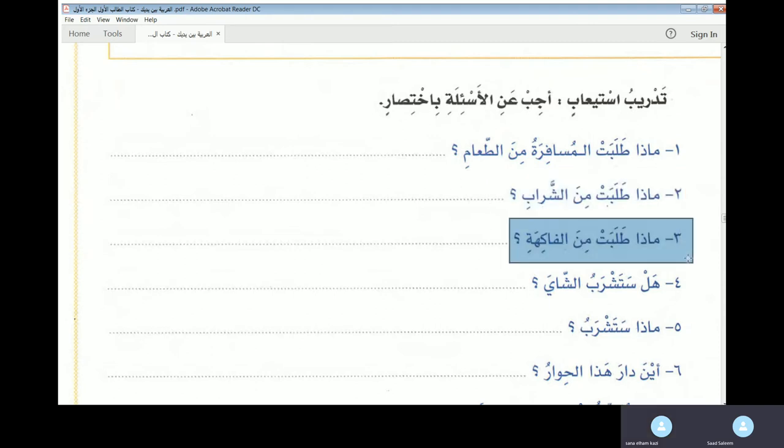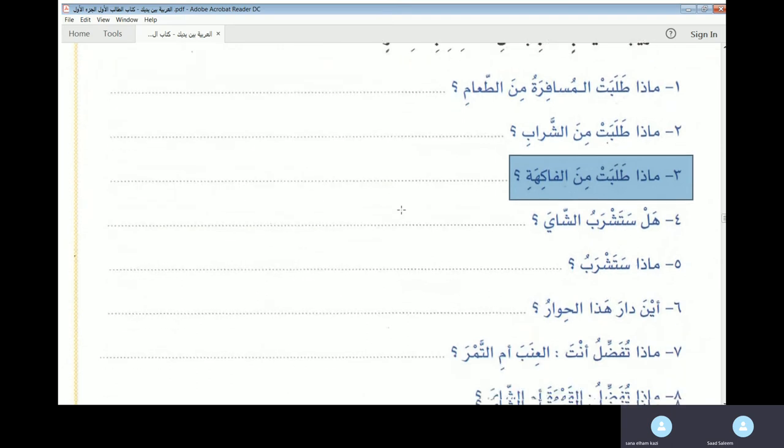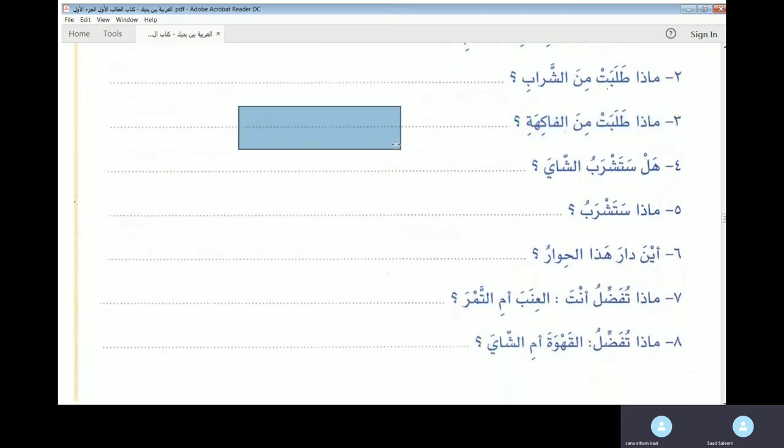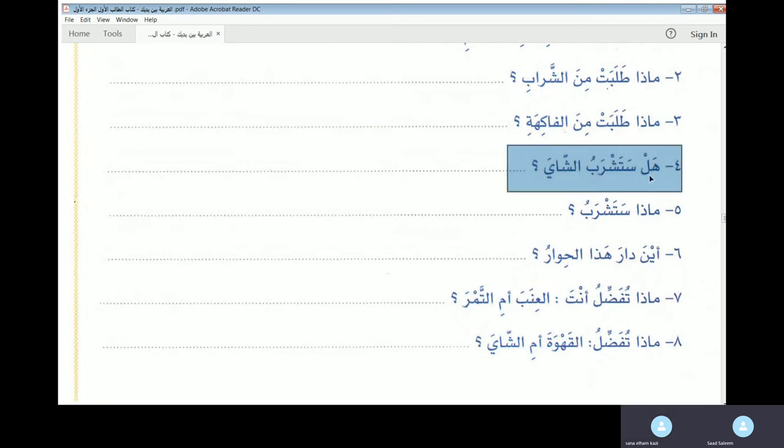Maza talabat minal fakiha. What did she order from fruits? Talabat inaban min al fakiha, she ordered grapes from the fruit. Okay, talabat at tamra aw al inaba min al fakiha. Okay, this question is for Mr. Mujaddad. So answer it according to yourself.